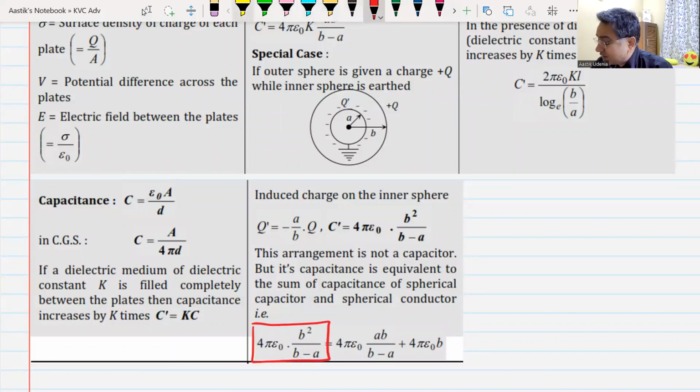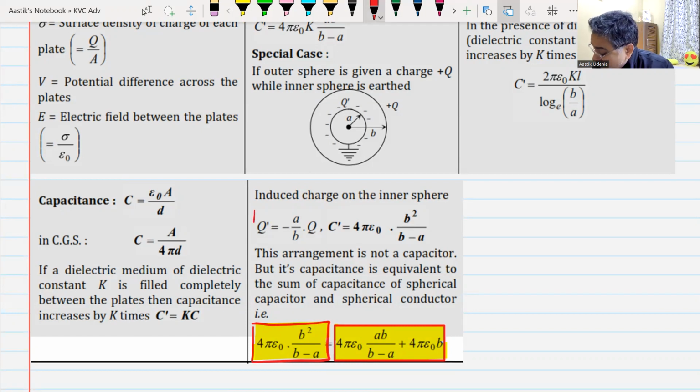The next thing that I want you to understand is the capacitance when the inner sphere is earthed, given by this formula: 4 pi epsilon naught outer radius square divided by outer radius minus inner radius, which is actually equal to this. And how this comes, probably when we get time, we will be able to understand. So if you have not noted this down, then you can note it down.